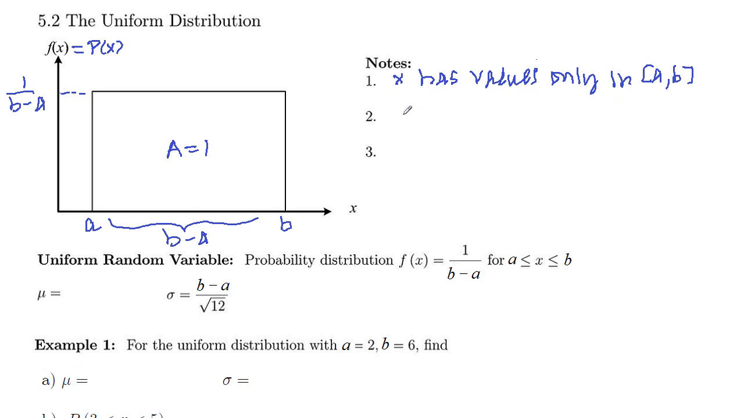Our probability function here is equal to a constant, 1 over b minus a. So a and b are constant, so 1 over b minus a is a constant fraction. And then that area, in order for that to be 1, we need to have base times height of that rectangle, which is b minus a times 1 over b minus a is equal to 1.